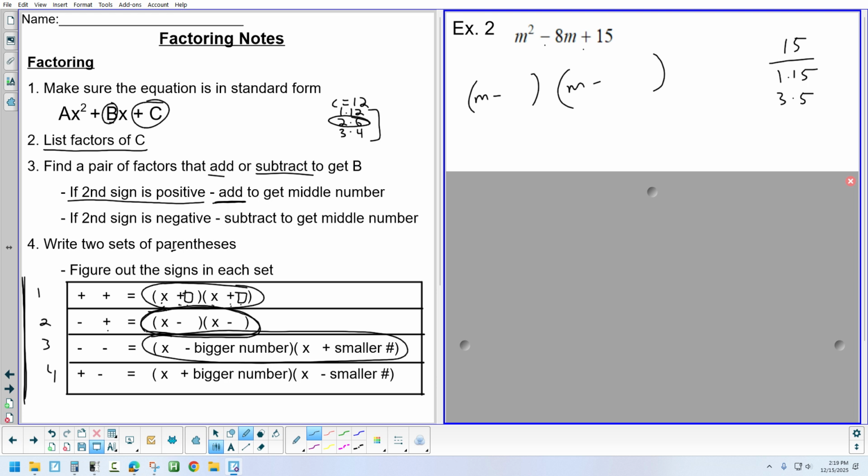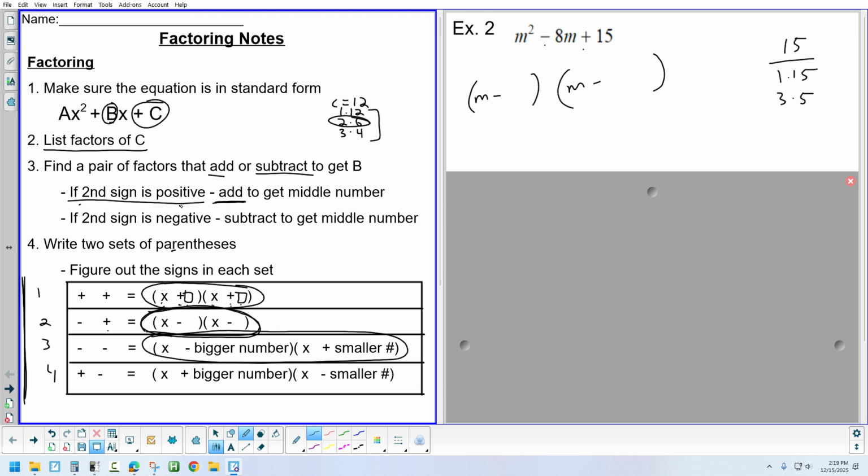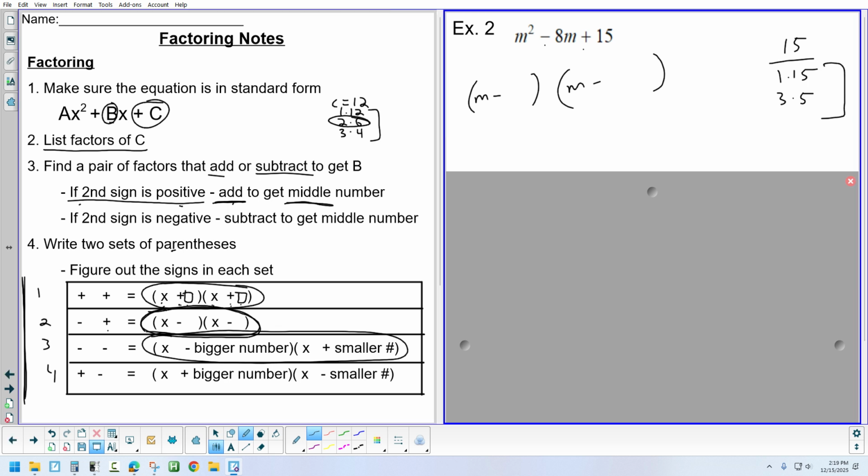Okay. So now it says the second sign is positive. If the second sign is positive, they need to add to give us the middle. What's the middle number in example 2? 8. Do either one of those add to give you the middle? 3 and 5. Yeah, 3 and 5. It doesn't matter which one you put first. I usually put the small one, then the big one, and there you go. Yes. That's a negative 8.